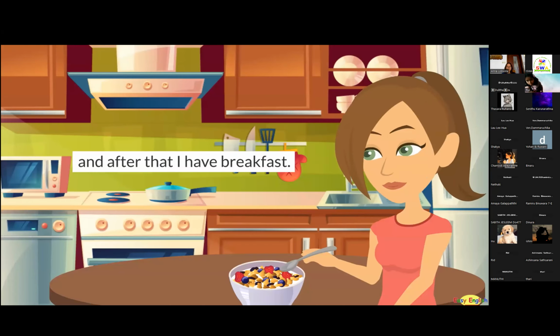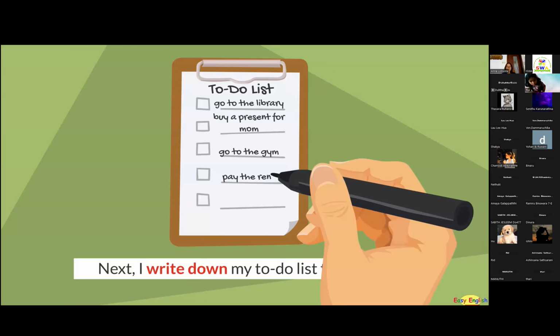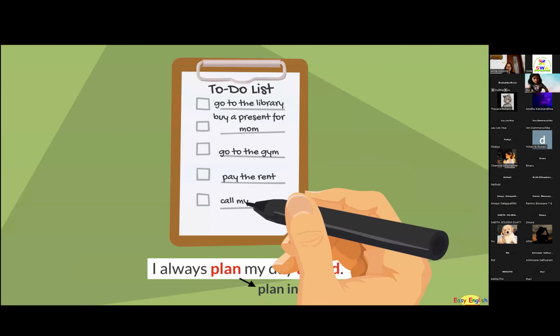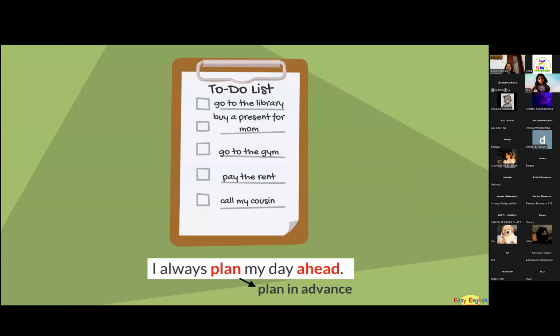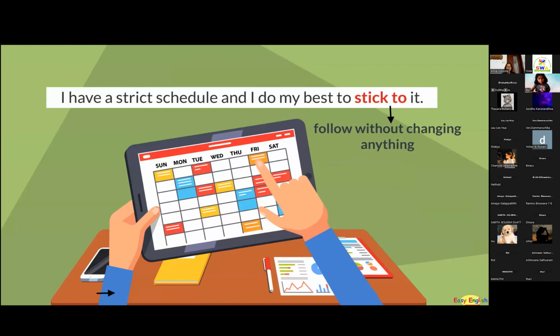And after that, I have breakfast. Next, I write down my to-do list for the day. I always plan my day ahead. I have a strict schedule, and I do my best to stick to it.